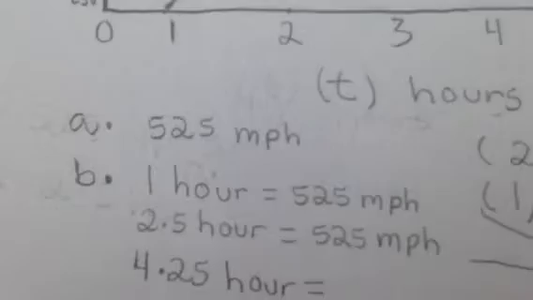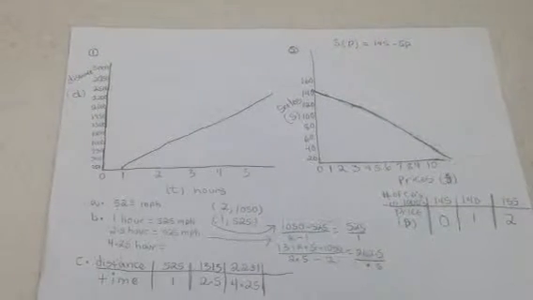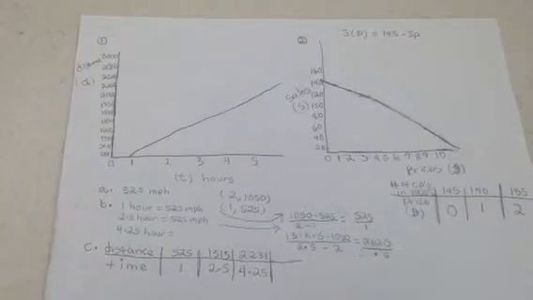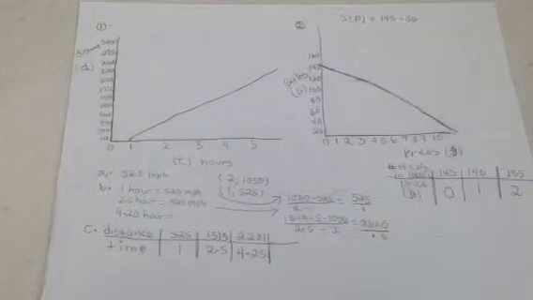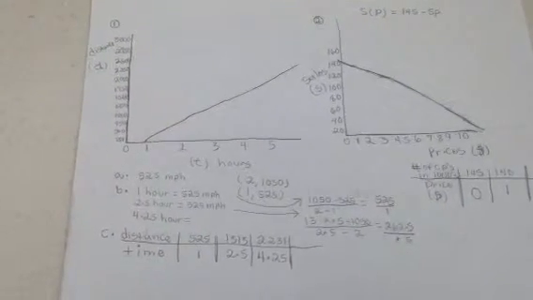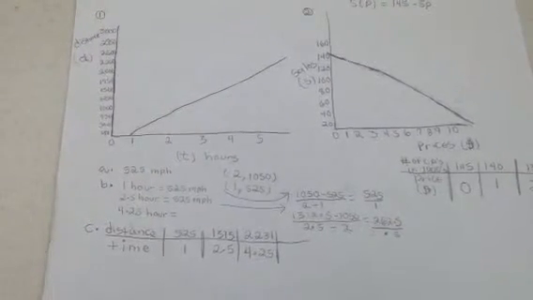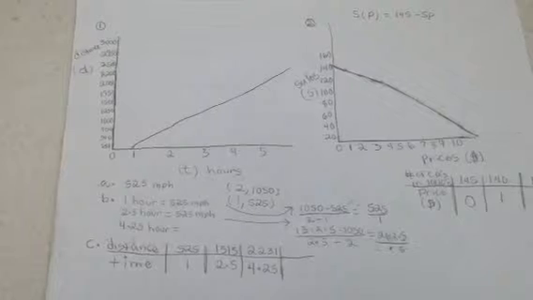For B, how fast will the plane be traveling 1 hour, 2.5 hours, and 4.25 hours after takeoff? For these, we did the same thing, using our y2 minus y1 over x2 minus x1, and then dividing those two numbers, we came up with our answers. 1 hour, 525; 2.5, 525; and 4.25, 525.